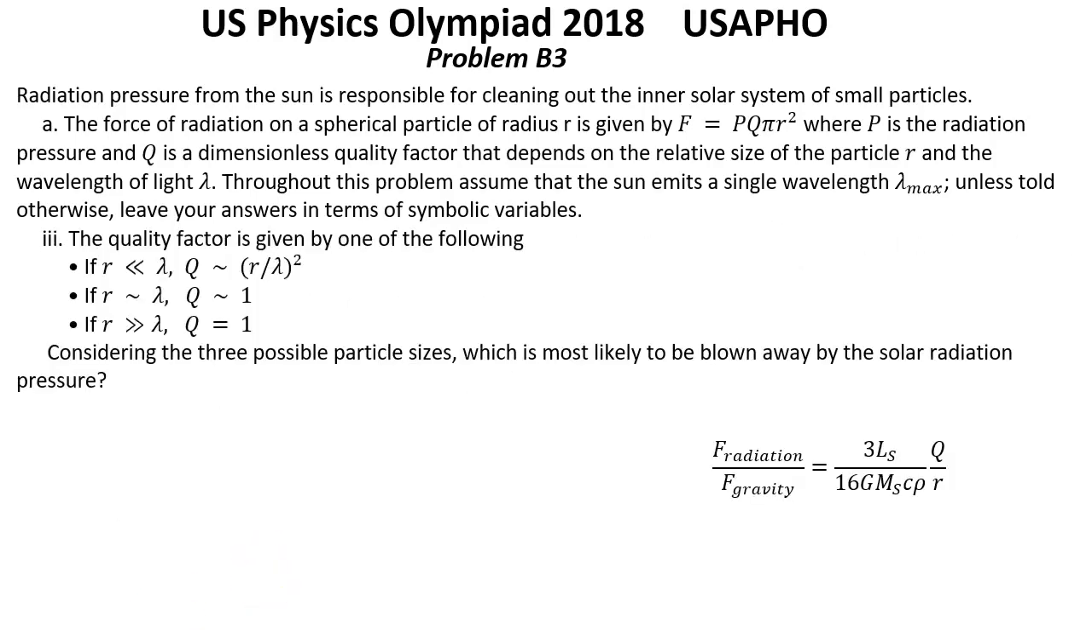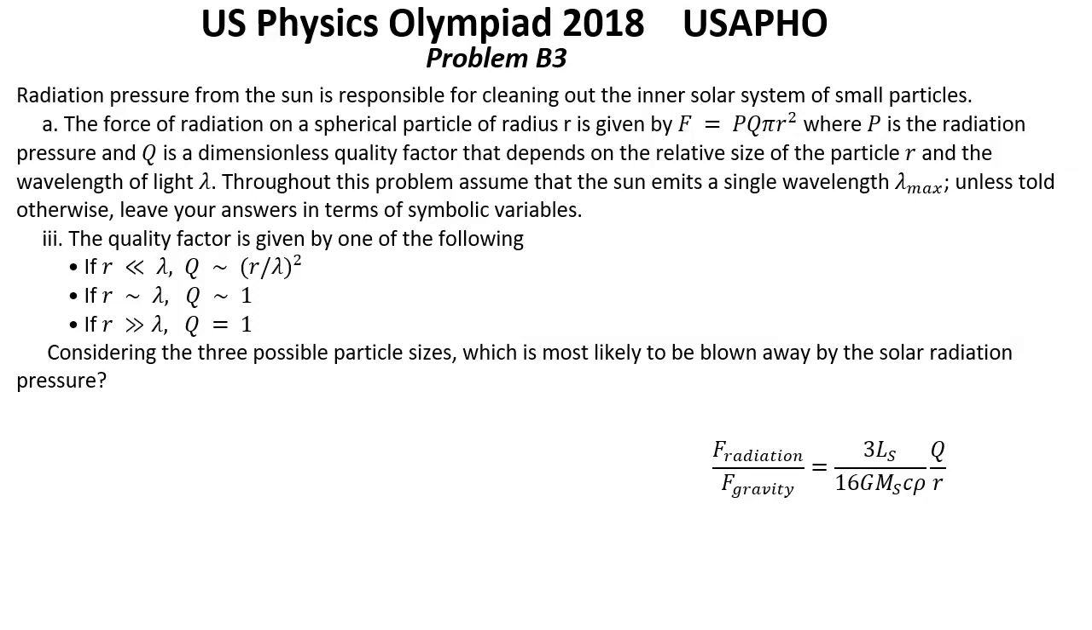Question III. The quality factor is given by one of the following. Considering the three possible particle sizes, which is most likely to be blown away by the solar radiation pressure? Solution. In order to be blown away, the ratio should be greater than 1.